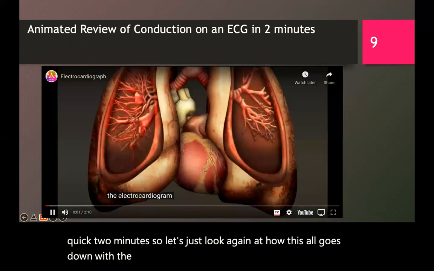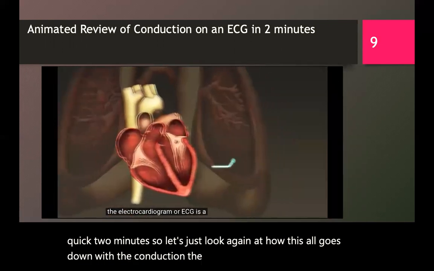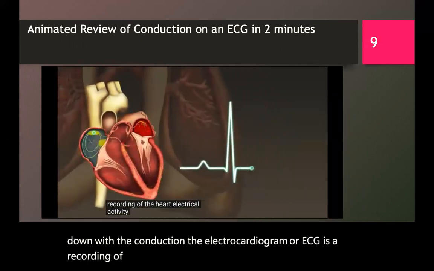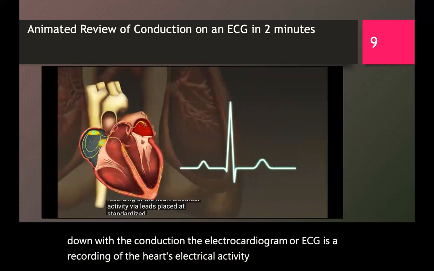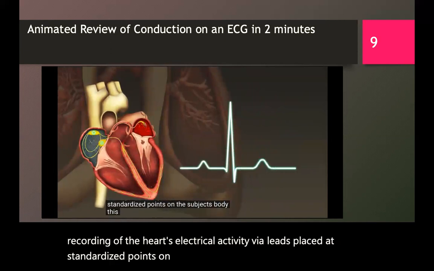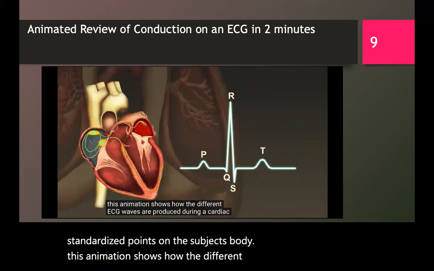The electrocardiogram, or ECG, is a recording of the heart's electrical activity via leads placed at standardized points on the subject's body. This animation shows how the different ECG waves are produced during a cardiac cycle.